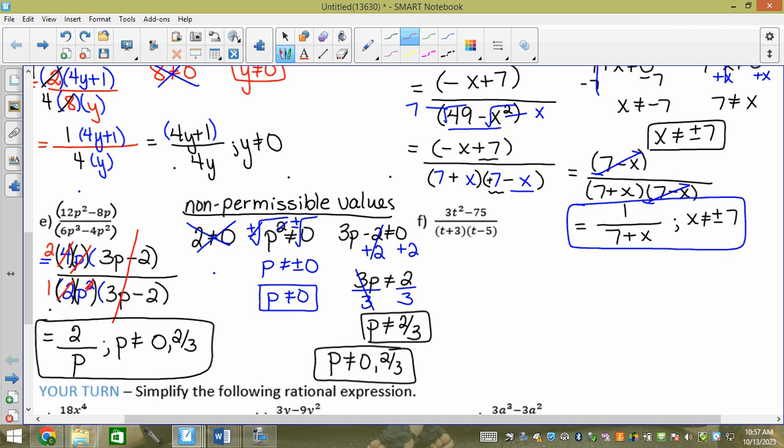If I look at F, F has a binomial on the top. Do you see that? F has that 3t squared minus 75 as a binomial. So technically, can I do anything to that top? Yes. What can you take out? A 3. And then difference of squares. So we're going to get 3. 3t squared divided by 3 is t squared. Minus 75 divided by 3 is negative 25. And then on the bottom, we have t plus 3, t minus 5.